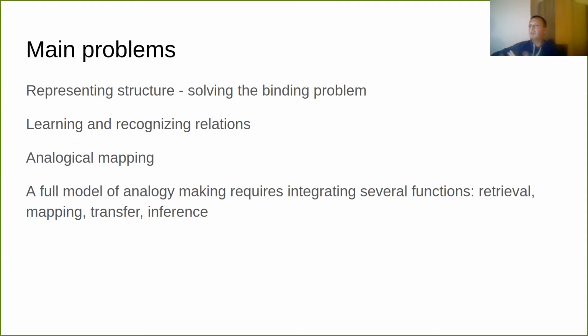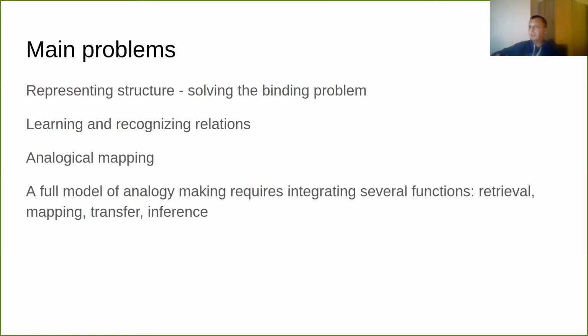For example, how do you learn relational concepts? And even if you have learned them, how do you recognize novel instances of known relations? I won't talk much about this today, but I think this is another important problem because some of the best performing, the most complete models of analogy making nowadays lack this capacity to learn new relations. And even if they have the capacity to learn relations, they don't have the capacity to utilize these relations, I mean, to recognize novel instances of the relation.